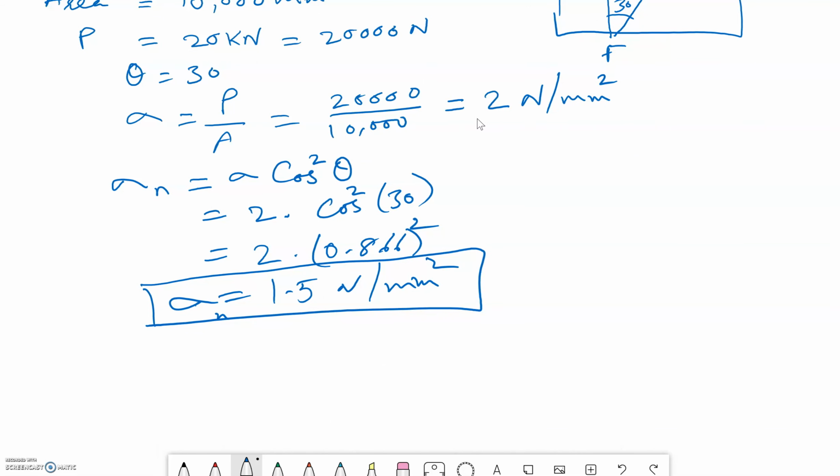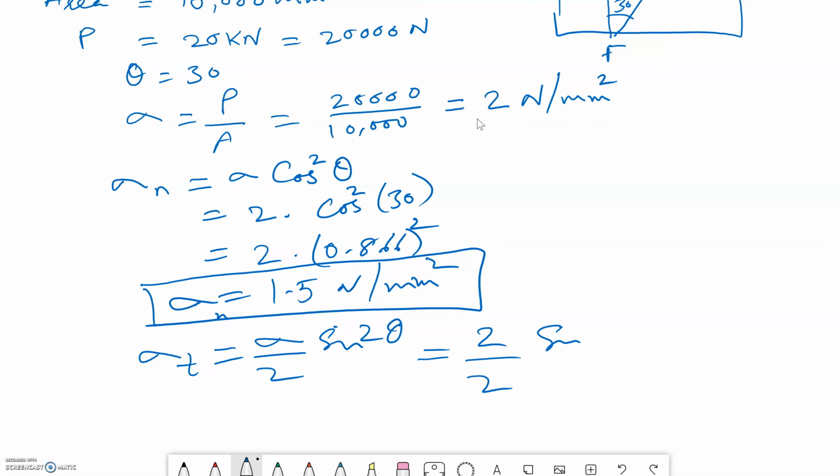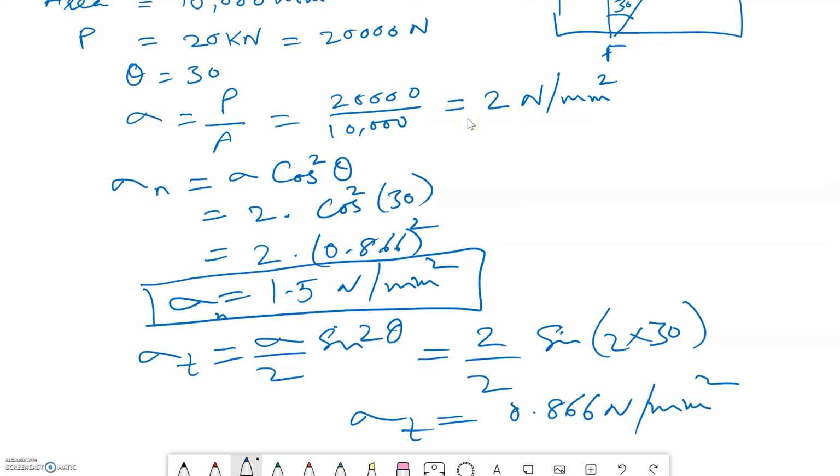And now the next section, he's asking you to find sigma t, which is the tangential stress. So tangential stress, we know the formula is sigma by 2 sine 2 theta. Substituting in this, you get 2 by 2 sine 2 times 30. Sine 60 is nothing but 0.866 Newton per mm squared. This is a straight substitution in our formula.